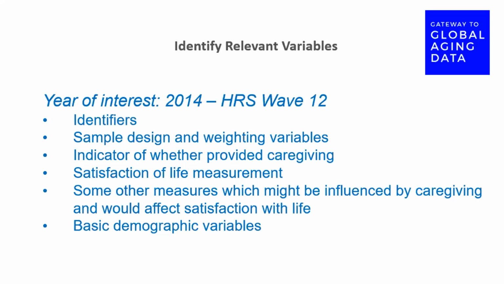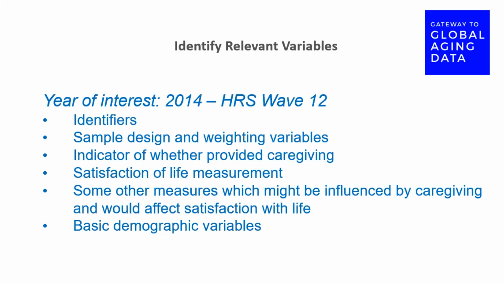Now that we have those initial variables, we can also think about our particular analysis. We're going to need an indicator of whether the respondent provided caregiving, as well as a measure of the respondent's life satisfaction. To further our analysis, we might also want to consider including some other secondary measures, which we think might be affected by caregiving and would also affect satisfaction with life. And these could help us explain what might be driving any relationship that we observe. Lastly, we'll make sure to include some basic demographic variables that we might want to control for during our analysis.